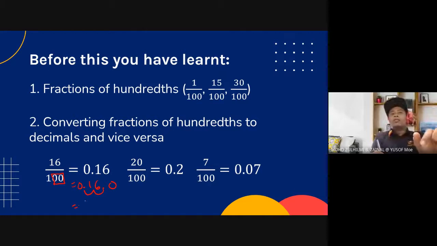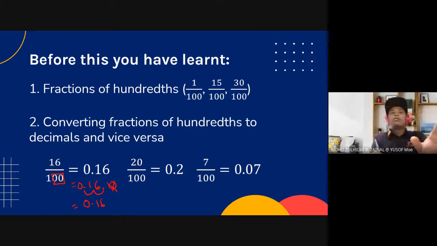So the answer should be 0.16. Buang the 0. Whatever 0 that comes after the number, kalau tak ada dah number belakang dia, there's no numbers anymore, you just remove the 0. Alright, so this is how you convert.